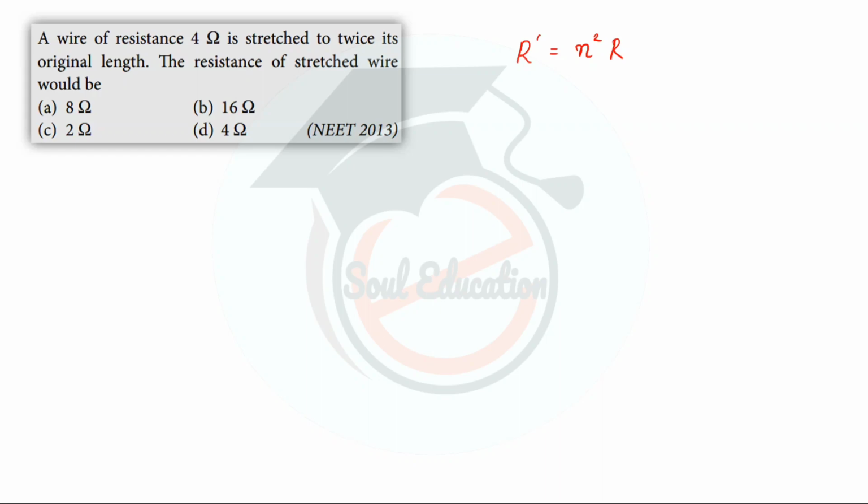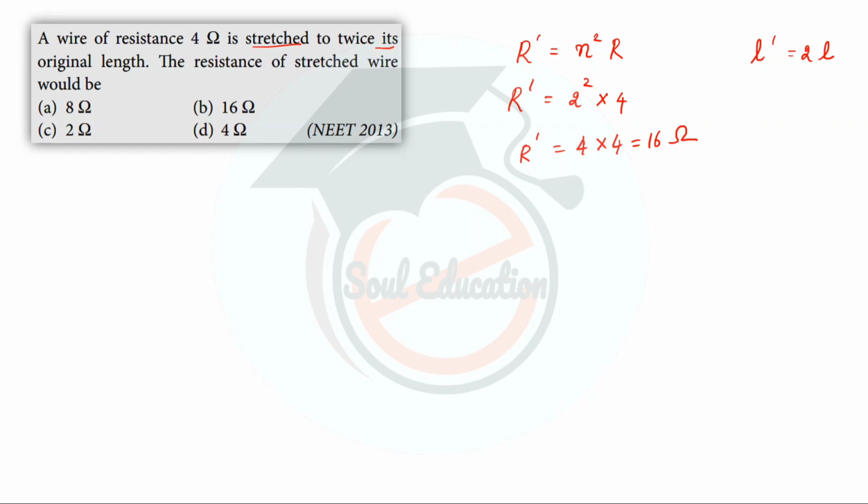So now what have they said? That the wire is stretched to 2 times. So my L dash is nothing but 2 times L. Here how many times is it increased? 2 times. Then what is my R dash? R dash is equal to 2 square into my resistance, which is 4. Then 2 square is 4, into 4, which is equal to 16 ohm. So what is my new resistance? New resistance is 16 ohm.